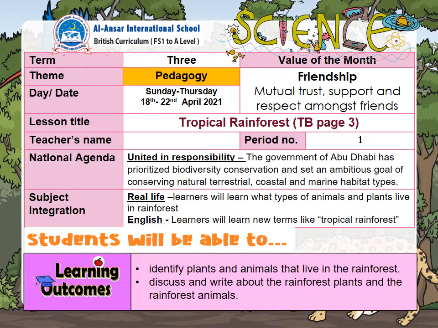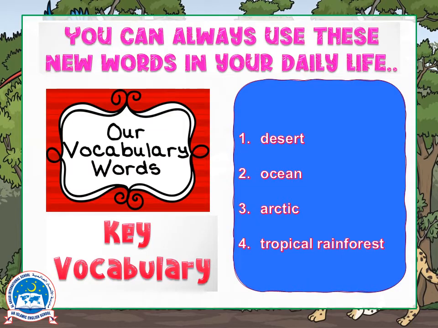Let's have a look at the learning outcomes. In this lesson, you will identify that plants and animals live in the rainforest, and discuss and write about the rainforest plants and the rainforest animals. Let's have a look at the keywords. Our first word is desert, number 2 ocean, number 3 Arctic, and number 4 tropical rainforest.